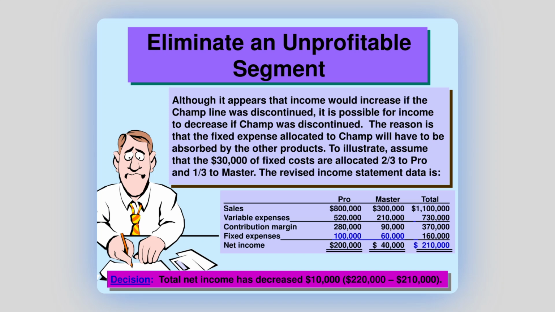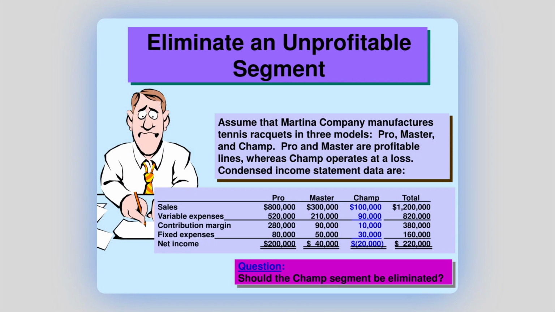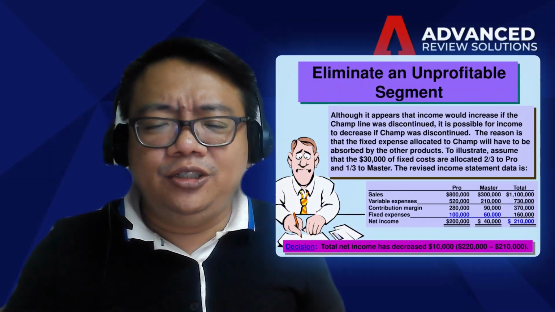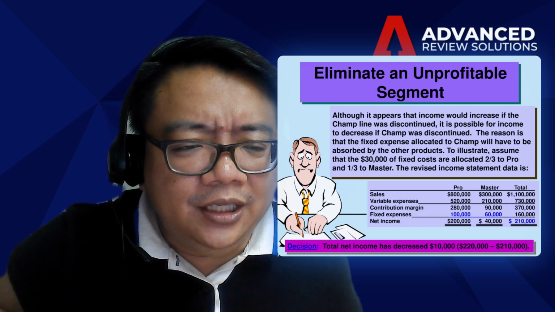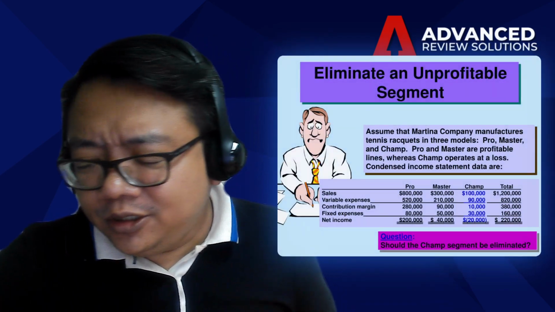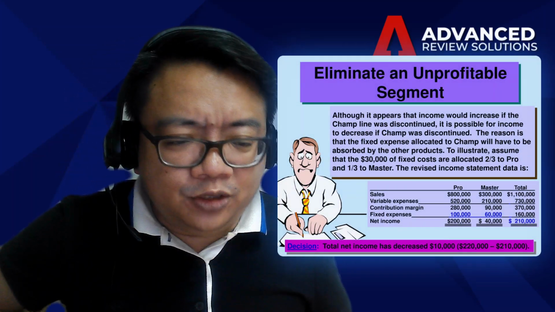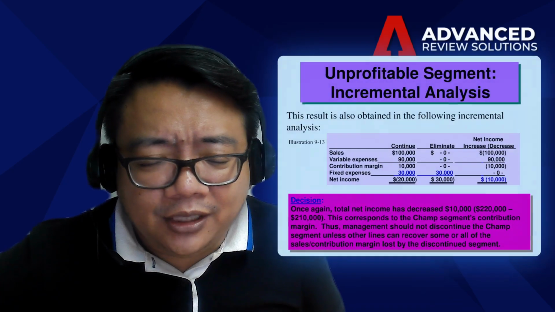So, class, look at earlier. Earlier, how much was our net income? 220. Because of the absorbed fixed expense, class, please take note, our total decreased further. If you notice, you have 220 and 210. Why? Because of the absorption of your fixed expense. Class, this is the summary.